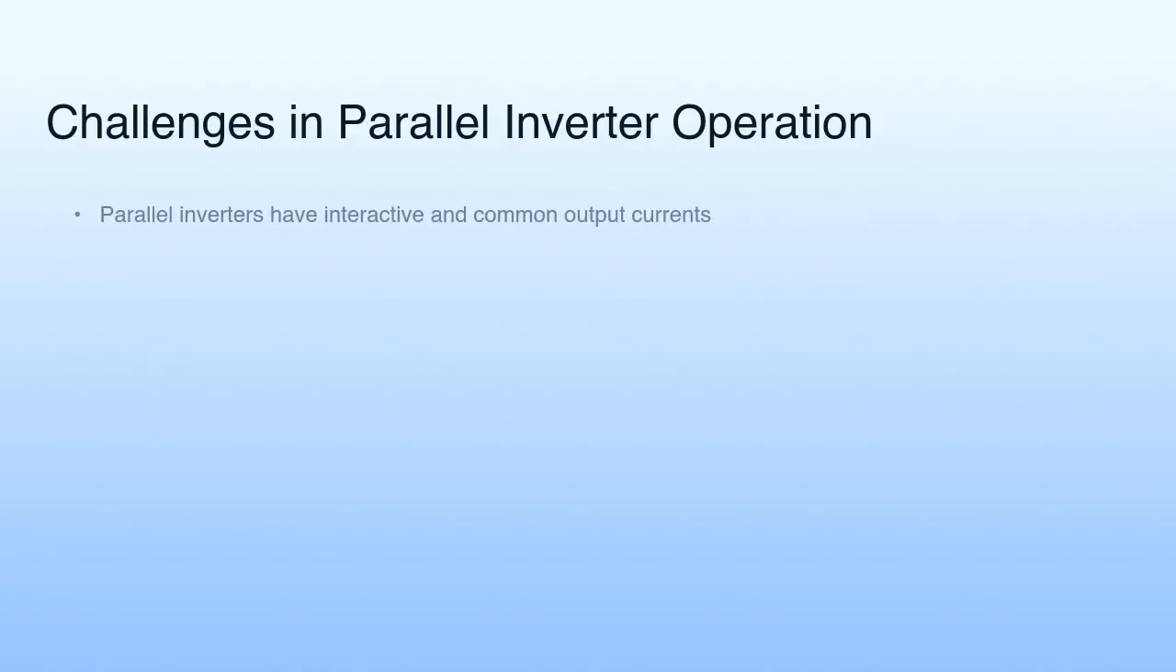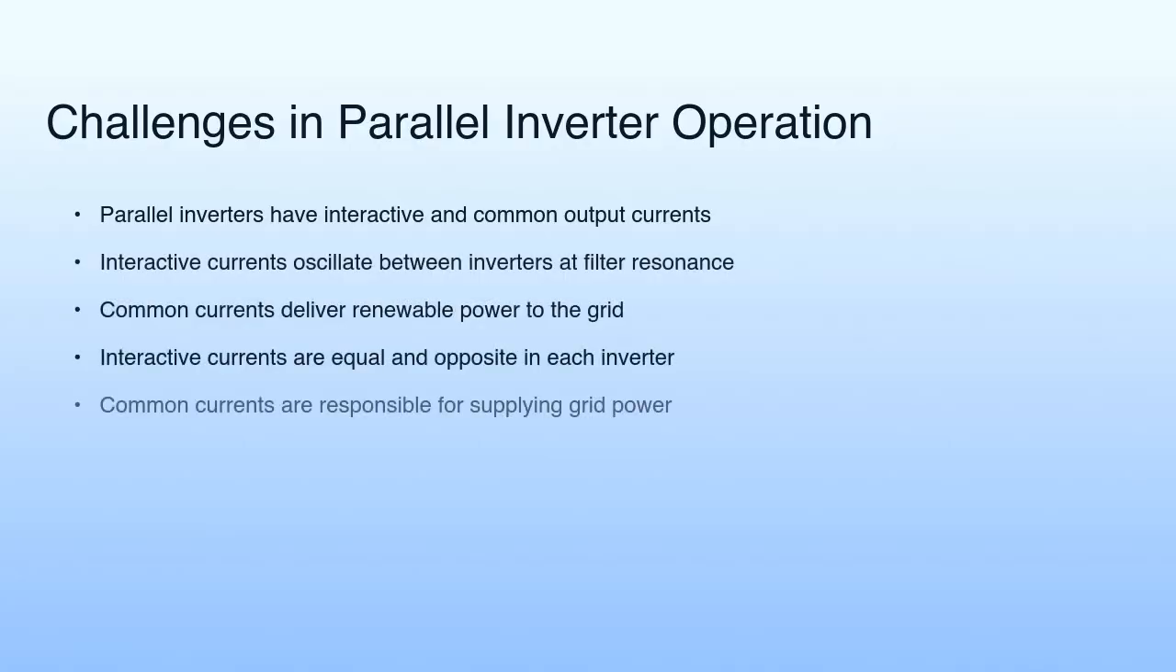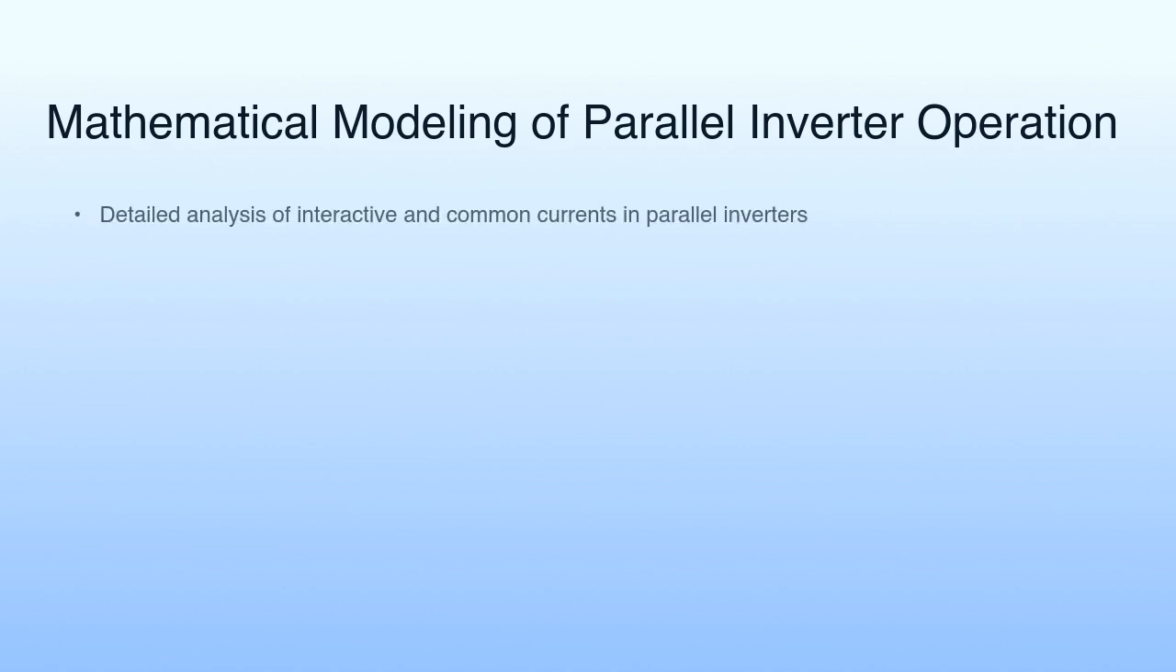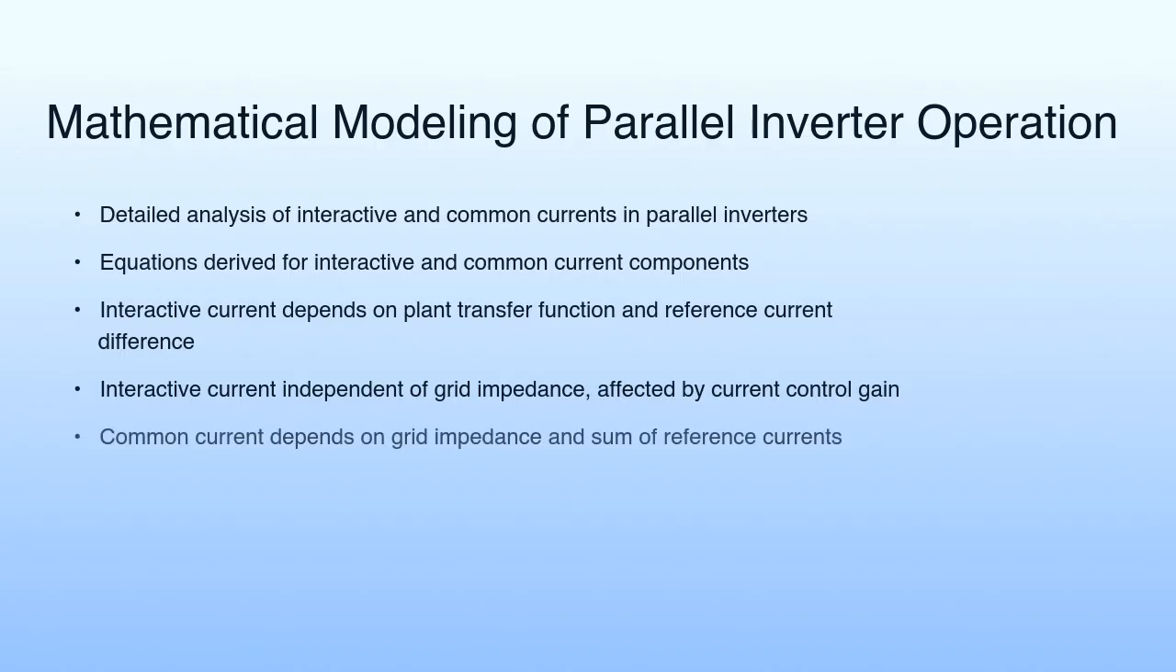However, this parallel setup presents challenges, as the inverters exhibit interactive currents that oscillate between them at the filter resonance frequency, and common currents that deliver renewable power to the grid. Through detailed mathematical modeling, the interactive currents are shown to depend on the plant transfer function and reference current differences, while the common currents rely on the grid impedance and the sum of reference currents.